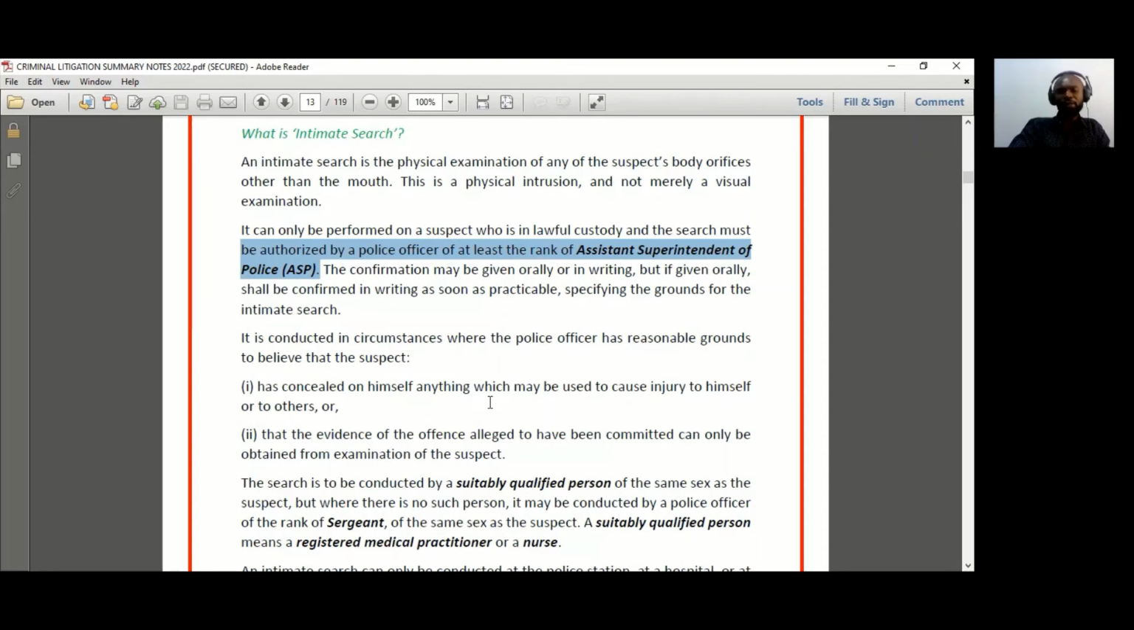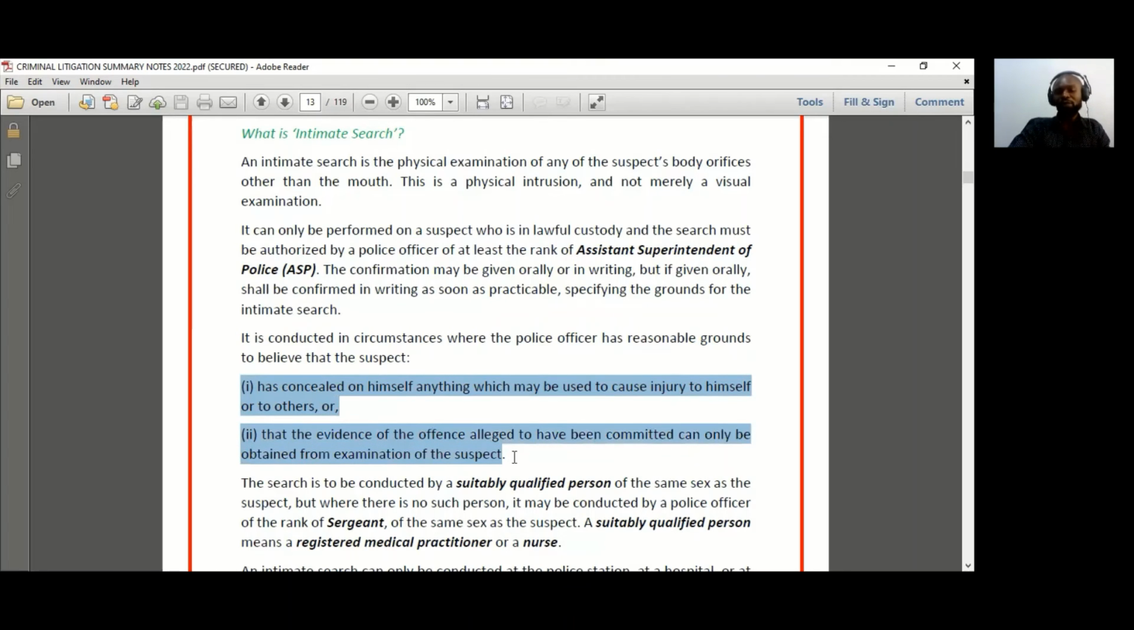And you see that it's typically performed in circumstances where the police have reasonable grounds to believe that the suspect has concealed something on himself with which he can cause injury to himself or others, all right? Or they're trying to obtain some evidence which ordinarily they cannot obtain from just a body search.